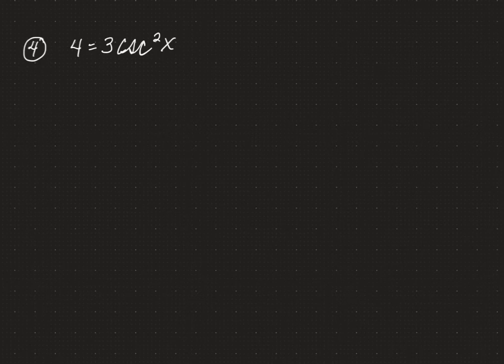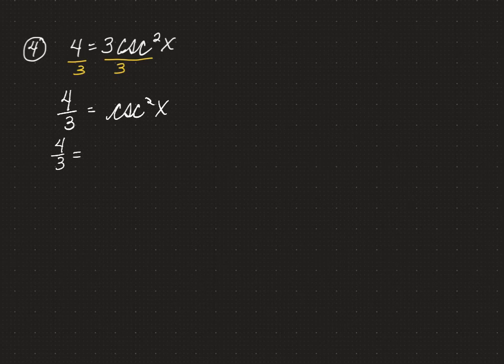Okay, it's time to get creative. Let's see, we have 3 times cosecant squared of x. Let's divide both sides by 3 and see what happens. So this will be equal to 4/3 on the left-hand side and the cosecant squared of x on the right-hand side. I'm not going to leave that as the cosecant squared. I'm going to convert it to the reciprocal of sine squared. And I'm solving for that x that's in the sine, so I'm going to take the reciprocal of both sides.